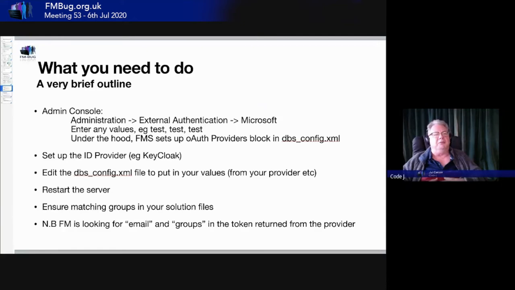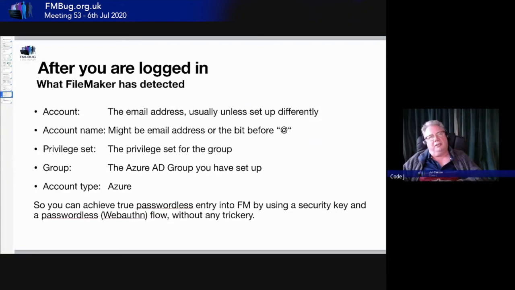And what FileMaker's looking for in the identity code that is returned is just email and groups. So this is what FileMaker knows after you've done all that. It knows your email address. It usually is the email address that you've used to identify yourself. The account name might be the email address or might just be the username before the at symbol in the email. It knows the privilege set for the group that you've entered with. It knows the group, which is the Azure AD group you set up. And it will tell you the account type is Azure. So you can retrieve all that information using the get functions. That gives you true passwordless entry into FileMaker.